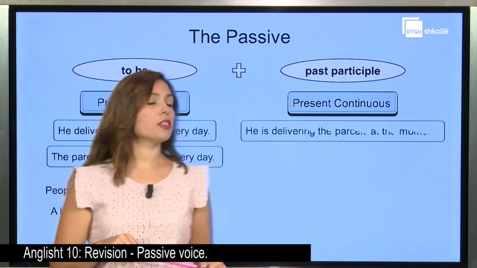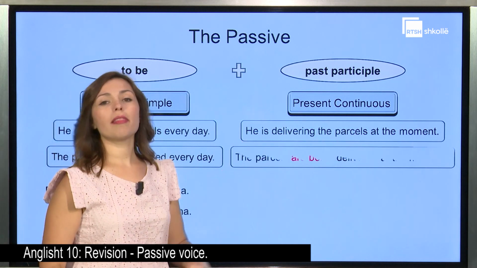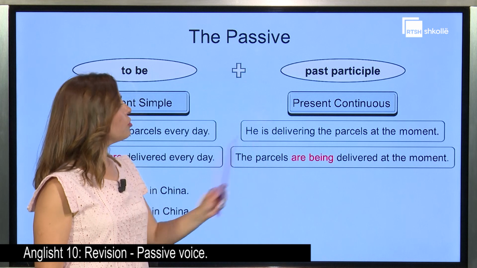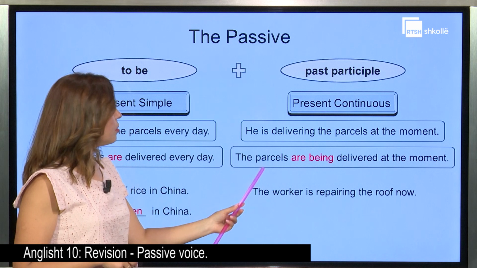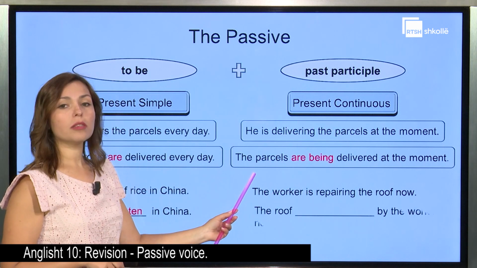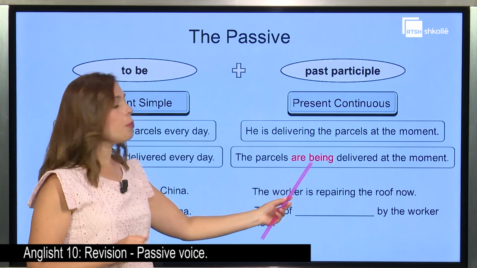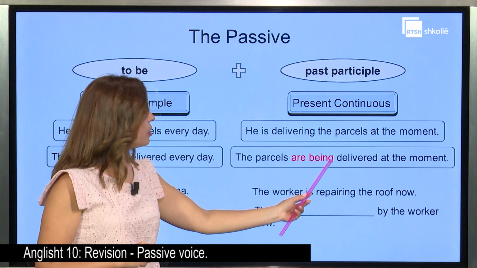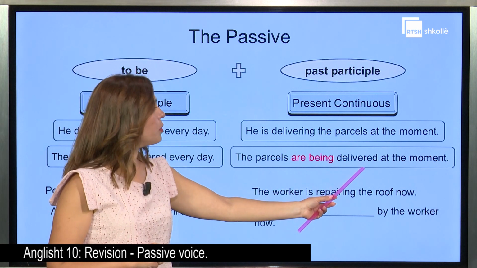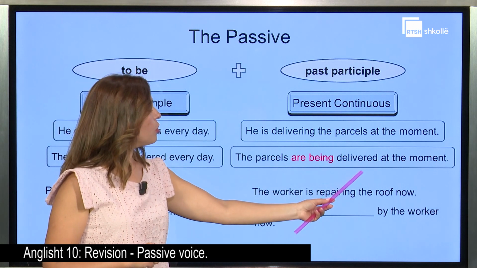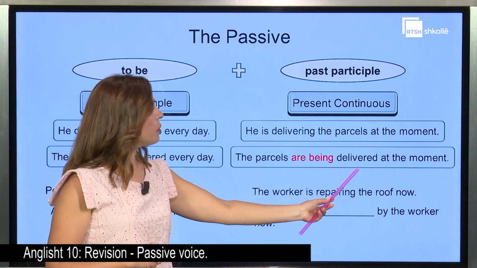Let's move on with the present continuous. He is delivering the parcels at the moment. Present continuous, is delivering. So, the parcels again, the object becomes the subject. The verb to be in the present continuous, are being. So, this is the verb to be in the present continuous and the past participle of the main verb. The verb to be, are being, and the past participle, delivered.